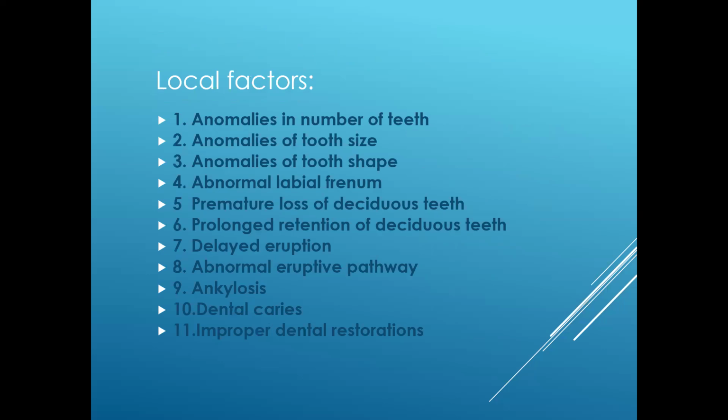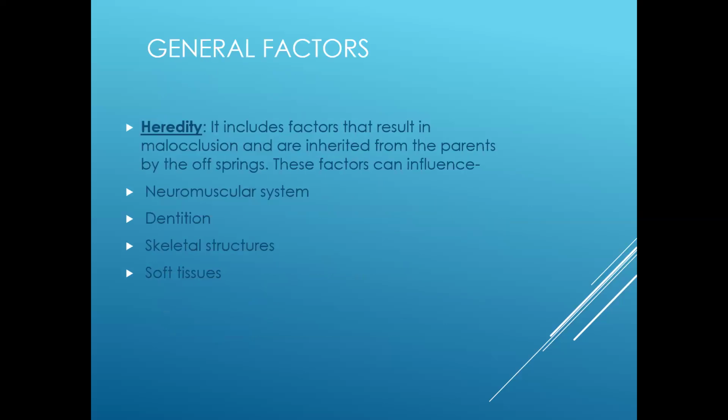And local factors mainly involve anomalies in the number of teeth, tooth shapes, tooth size, abnormal labial frenum, premature loss of deciduous teeth, prolonged retention of deciduous teeth, delayed eruption, abnormal eruptive pathway, ankylosis, dental caries, and improper dental restorations. Now we move on to the general factors.